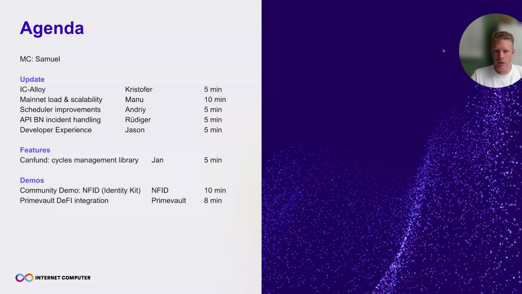We have an interesting hour ahead of us. We start out with an update from the growth team about a library they created. We allocate quite some time for mainnet load and some specific improvements we did. We get an update on boundary node, a key aspect of decentralization. Every month we have an update on developer experience, so we get that from Jason. Hear about a new library for managing cycles, and then allocated quite some time for community demos. The first one is by NFID on Identity Kit, and then Primevault, a Fireblocks challenger. So let's get into it.